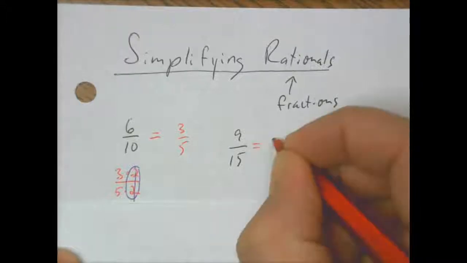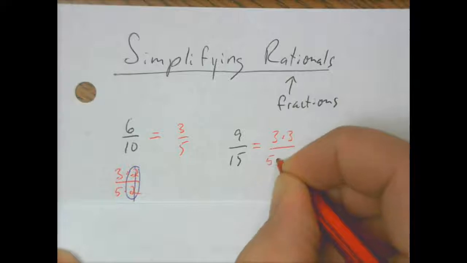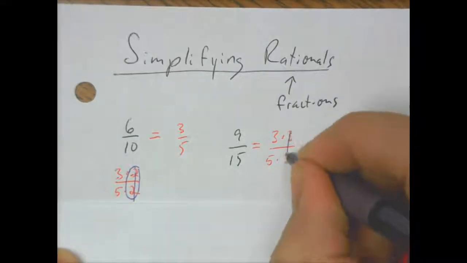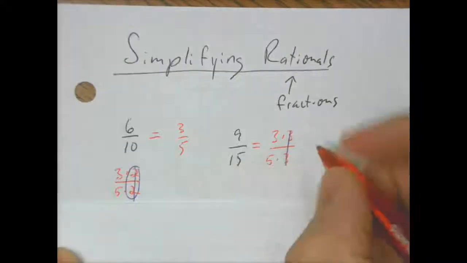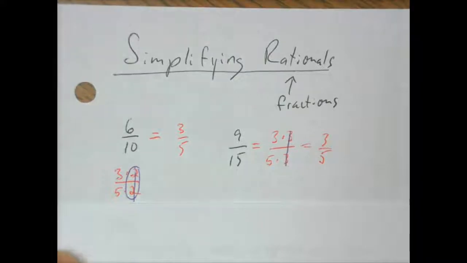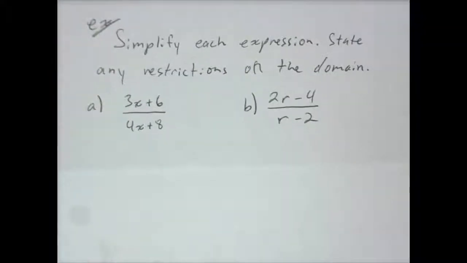So here, 9 I know is 3 times 3. 15 is 5 times 3. So it looks like they have a 3 in common. So I can divide this 3 out, because they make 1. And this is just 3 over 5 altogether, just like our last one. So essentially, what we're going to be doing is seeing what we can multiply to make the numerator, to make the denominator, and then seeing if something divides out.